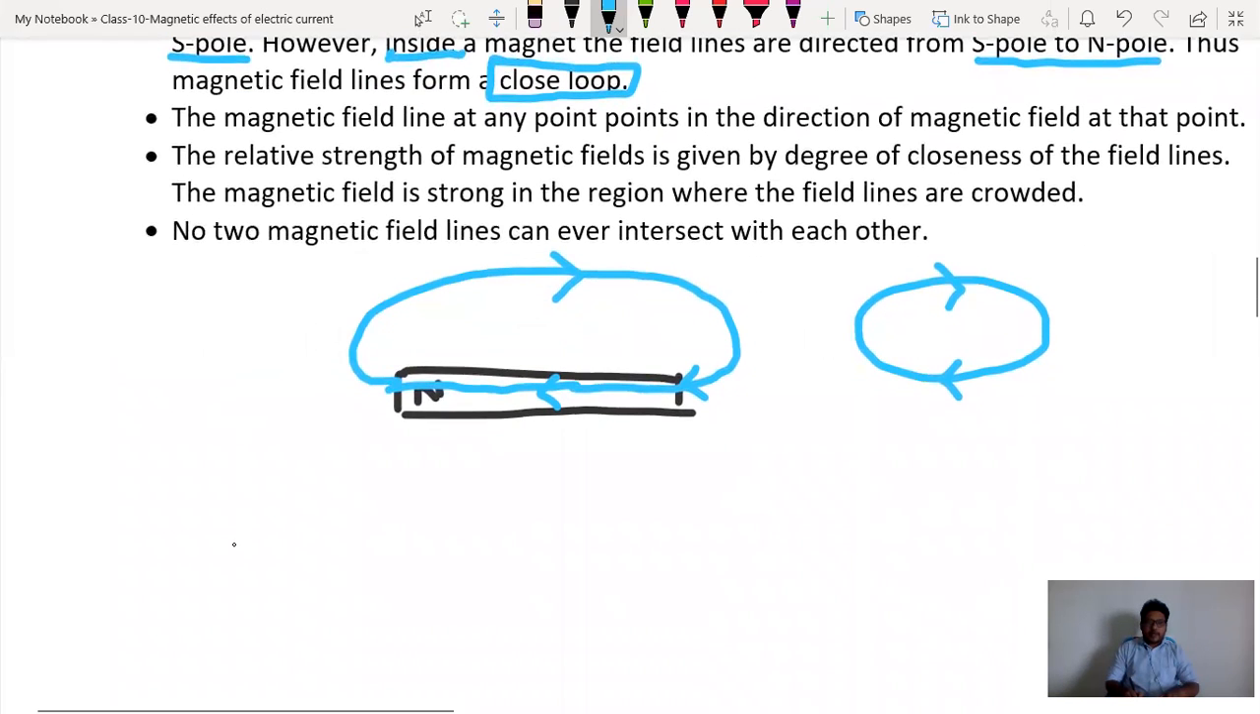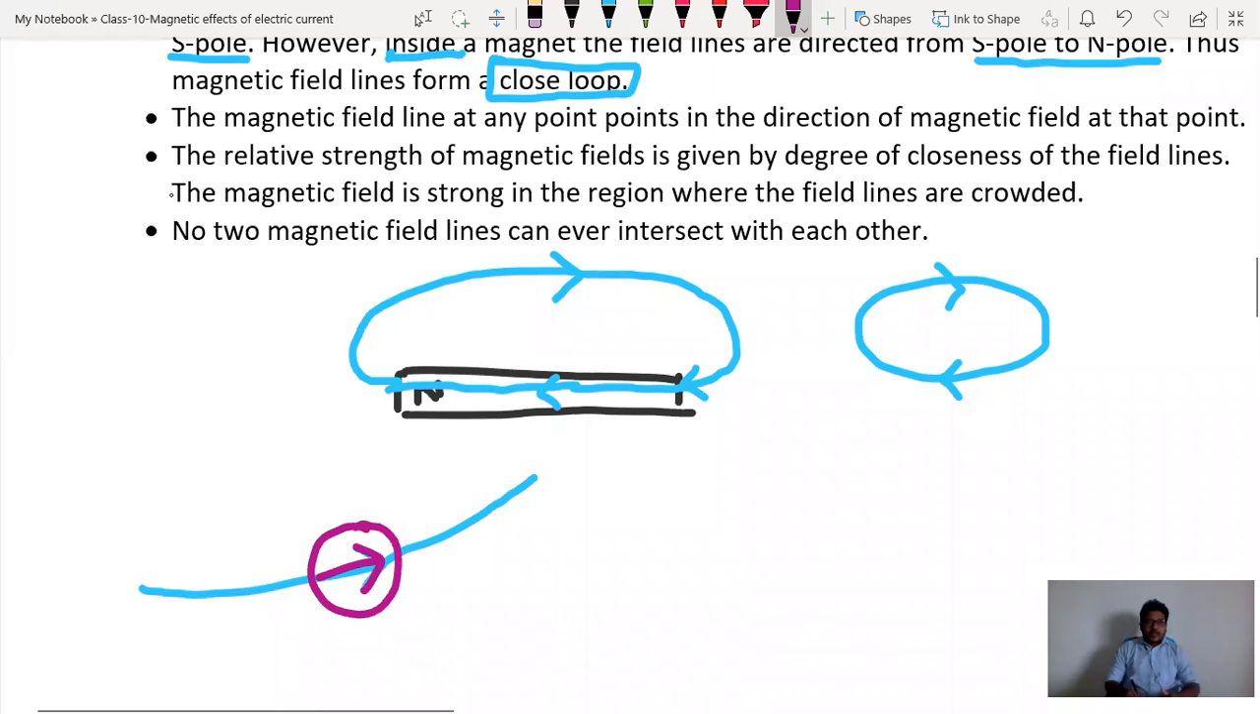Second point, the magnetic field line at any point points in the direction of the magnetic field at that point. Simply to say, consider we have a magnetic field line which is flowing like this, and consider this is the direction. Now, if you place any magnetic compass on the line like that, this compass also will show the same direction like this. So that is the meaning of that point.